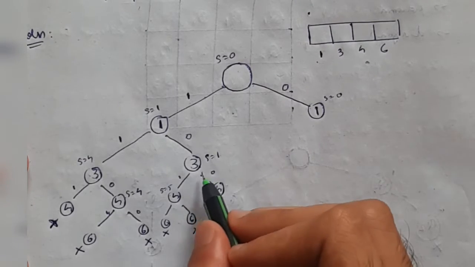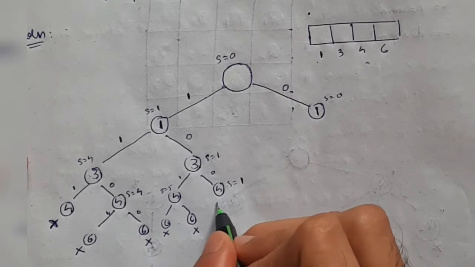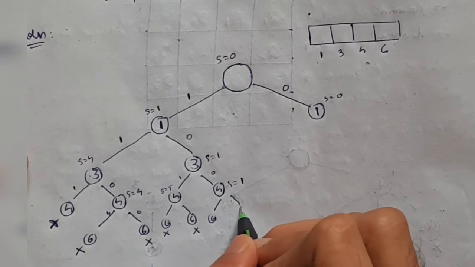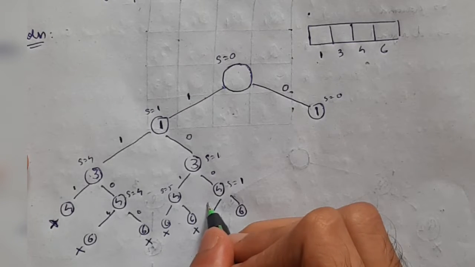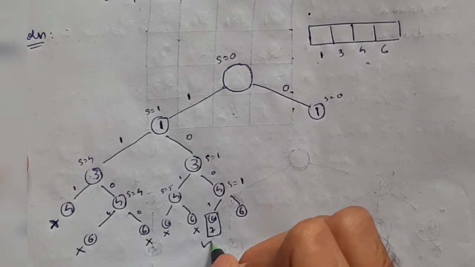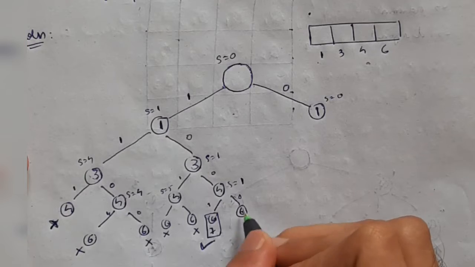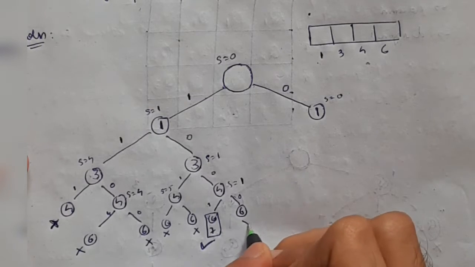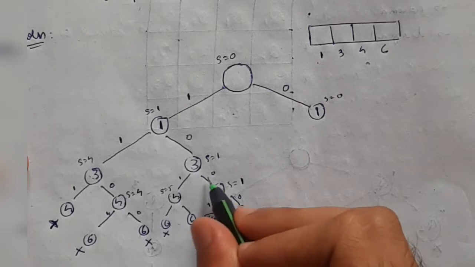And the next one, not selecting 4. If I don't select 4, the sum will be 1 only, and I have two options, selecting 6 or not selecting 6. If I select 6, 1 plus 6, it will be 7. So this is a valid answer. I got the sum here, okay. Mark a tick here. The next one, me not selecting 6, in that case sum will be 1 only, so this case is not possible. So one of the solution I got here, okay.